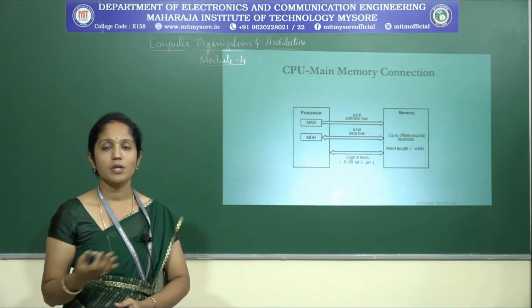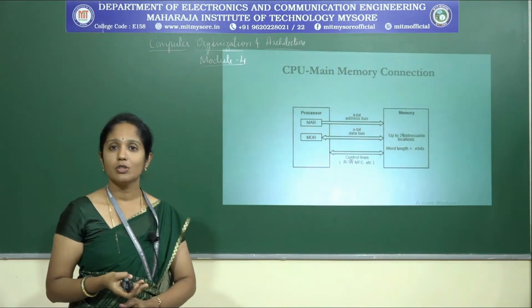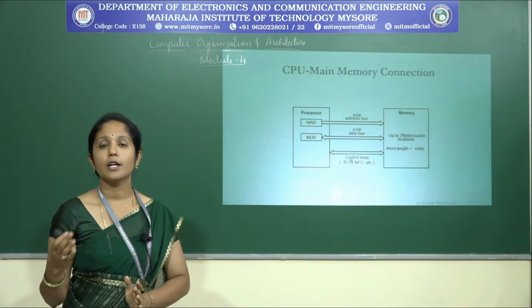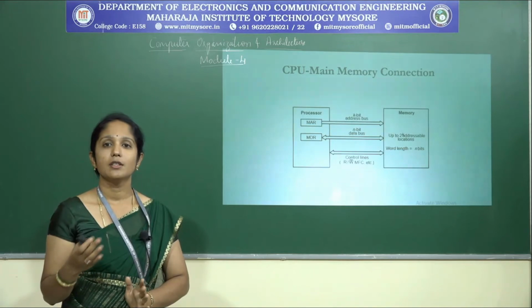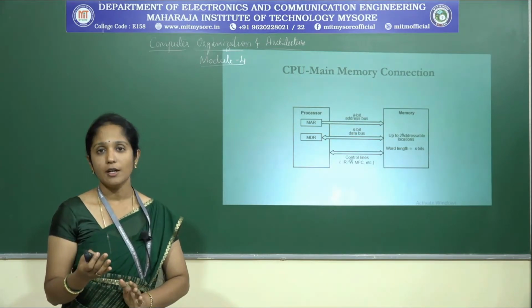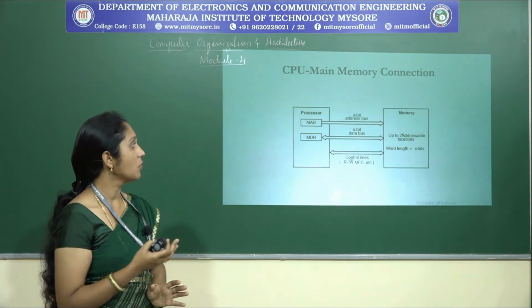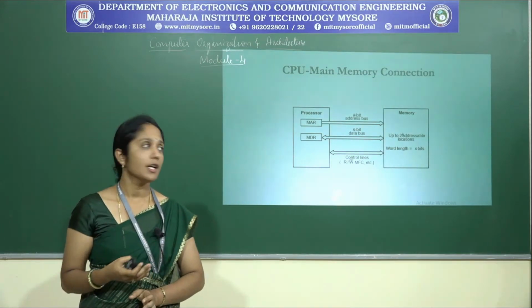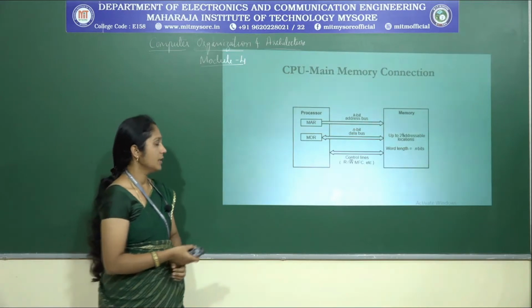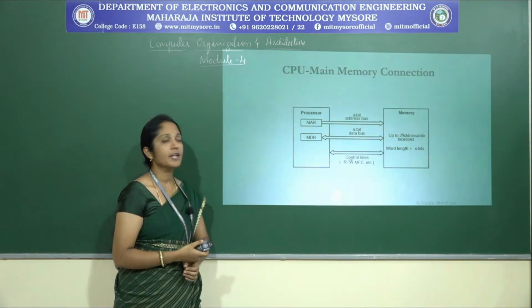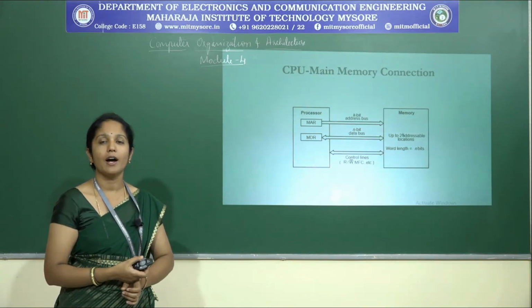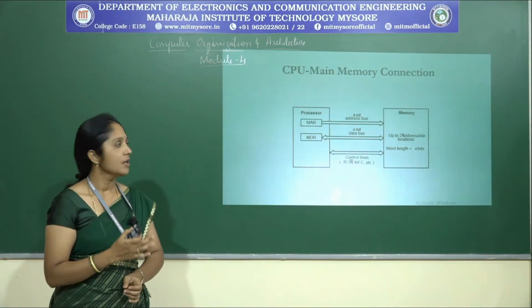So that count can also be given through this control line. And sometimes, in order to indicate whether there is a successful transfer of data between the processor and memory, even that can be indicated by using these control lines. So all these connections we have, the address bus, data bus and control lines, are present on a bus.